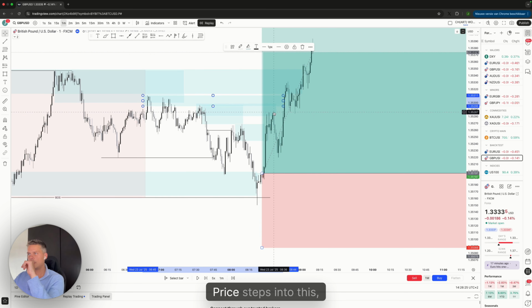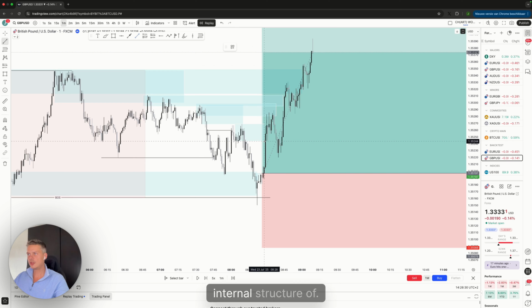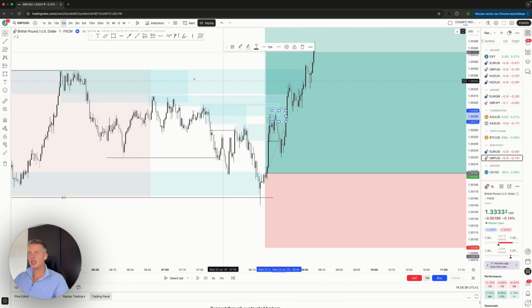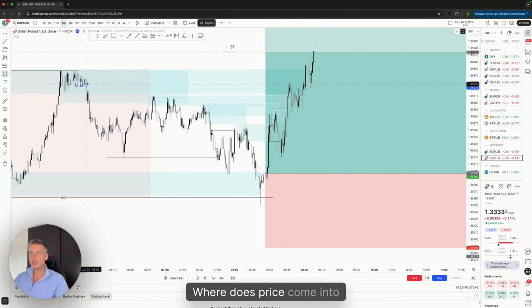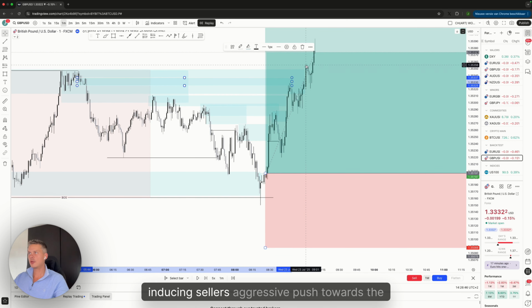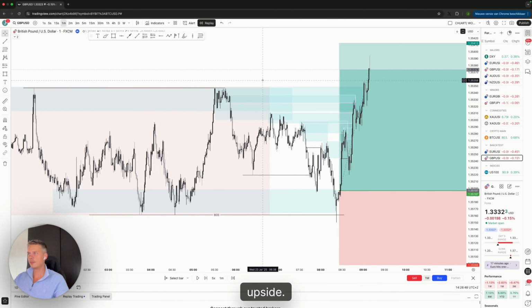Resistance. Price steps into this, breaks bearish market structure, 1-minute price action, internal structure, obviously. This is inducing, again, more sellers to enter here. Spikes up aggressively. Again, where does price come into? Area of interest. Again, starting to push down, inducing sellers, aggressive push towards the upside.